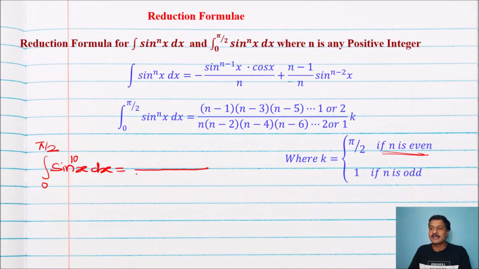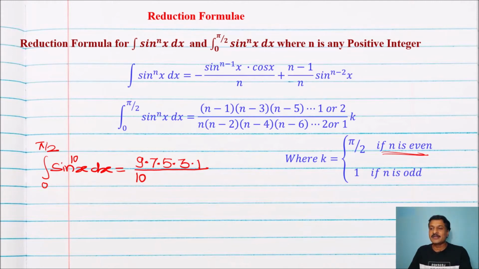equal to, here the denominator's starting number is whatever the power is, that is n, here 10. Then the numerator starting number is 9, then minus 2, then minus 2, then minus 2, then minus 2. So in the numerator I am getting 9, 7, 5, 3, 1. Either we will get 1 or 2 as the last number. Then we have to stop this process.